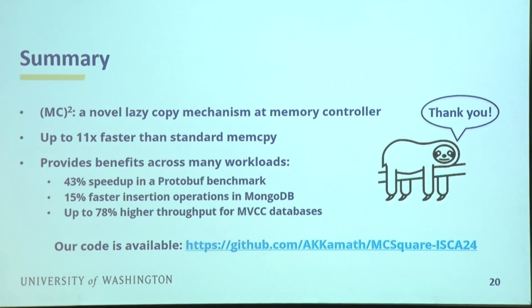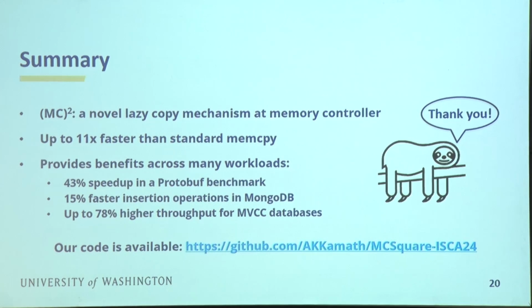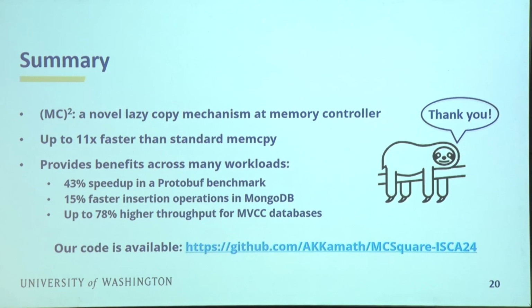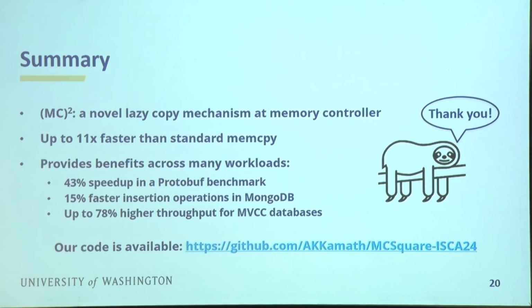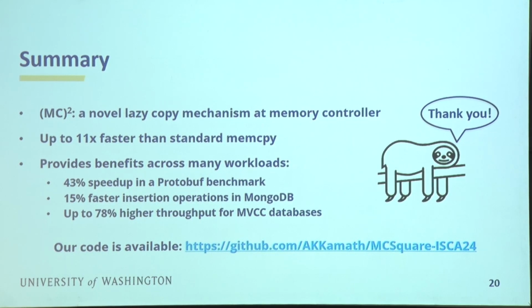To summarize, we introduced MC², a novel lazy copy mechanism at the memory controller. It provides up to 11x faster copying than standard MemCopy, and it provides benefits across workloads such as protobuf, MongoDB, MVCC. We also analyze some Linux kernel copying in our paper. Our code is completely open source on GitHub, and thank you for attending this talk.